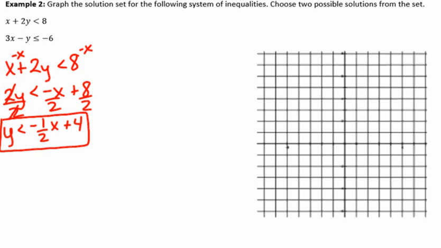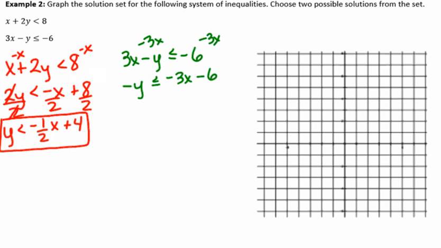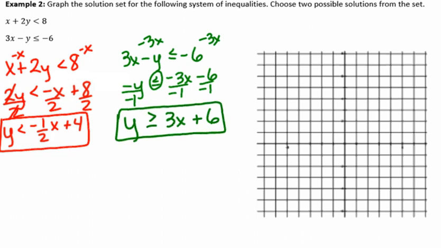And our second inequality, 3x minus y is less than or equal to negative 6. I'm going to subtract 3x from both sides. I have negative y is less than or equal to negative 3x minus 6. I want to divide by negative 1, which means I need to switch my inequality. So y is now greater than or equal to 3x plus 6 is my second inequality.